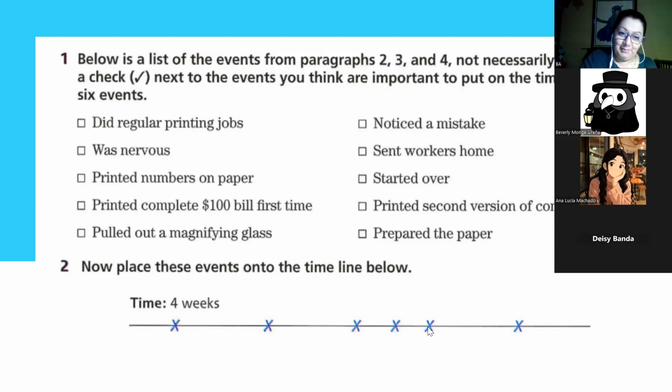You have to again bring paper, again lines, again. And finally? Print the second version of $100 bills. Perfect. Okay, that's your own timeline. Excellent.